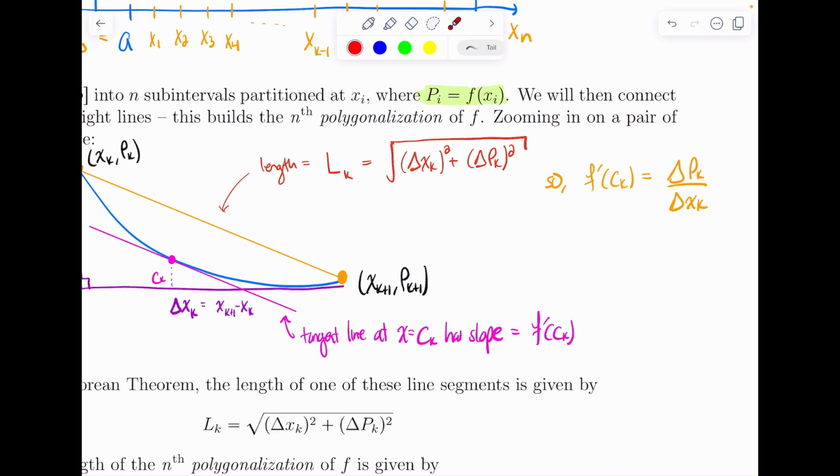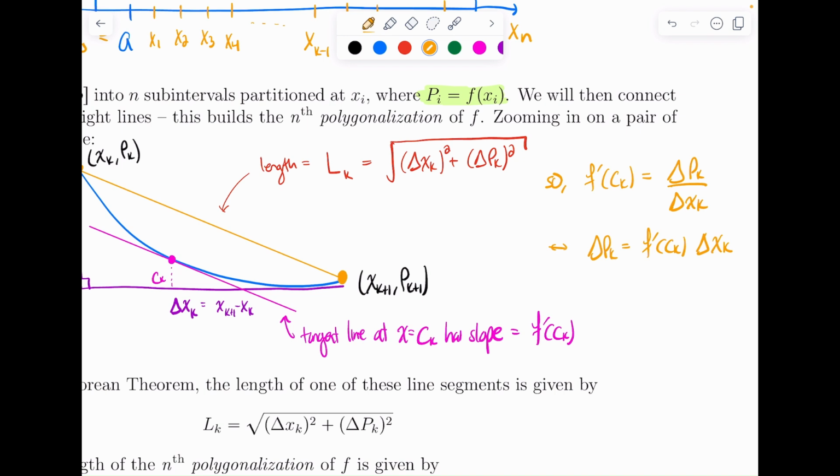The fact that such a ck exists, how we found it over here, that's what the mean value theorem says should exist. So if you didn't know what the mean value theorem is, all you have to do is believe me that this ck can be found by dragging the orange line to become the pink line. That's it. Now, this equality gives us a lot of mileage. What that means is that delta pk, by clearing the denominator, is the derivative at some specific point ck times delta xk.